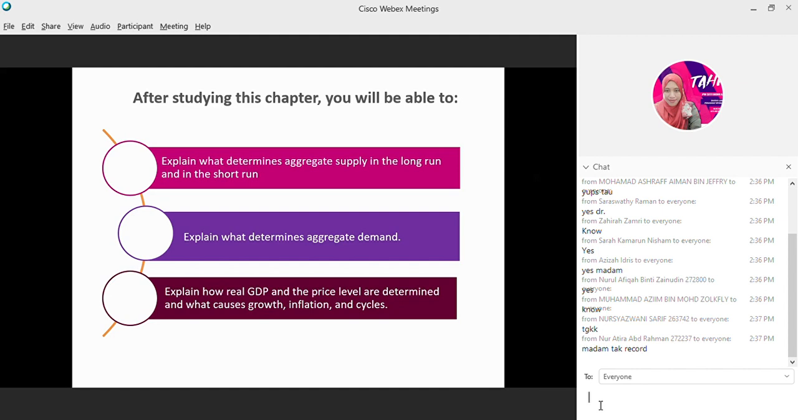Okay. All right, and then the last one, explain how real GDP and the price level are determined and what causes growth, inflation, and cycles. So this is related to the changes. I mean the changes of AD, SAS, or LAS.